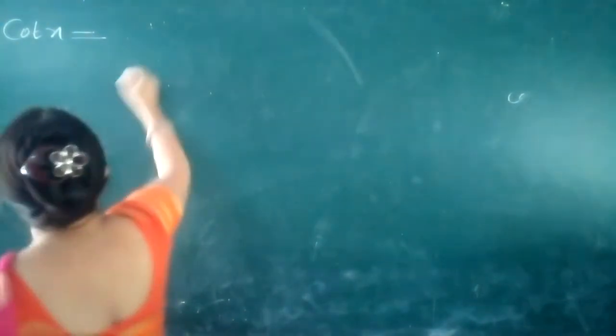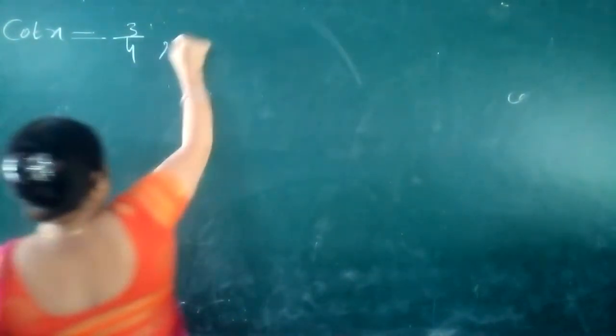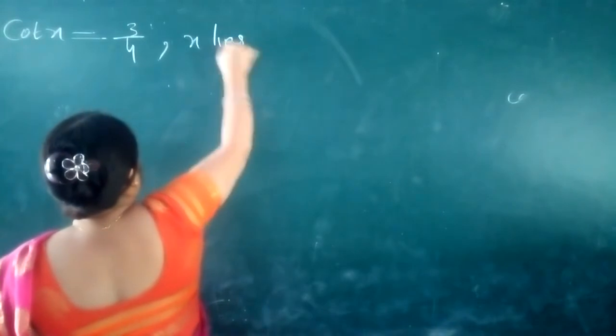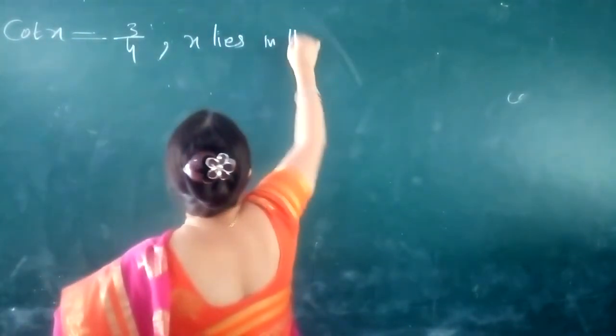Now we will solve question number 3. The third question is to find the 5 trigonometric functions where cot x is equal to 3 upon 4 and x lies in the third quadrant.